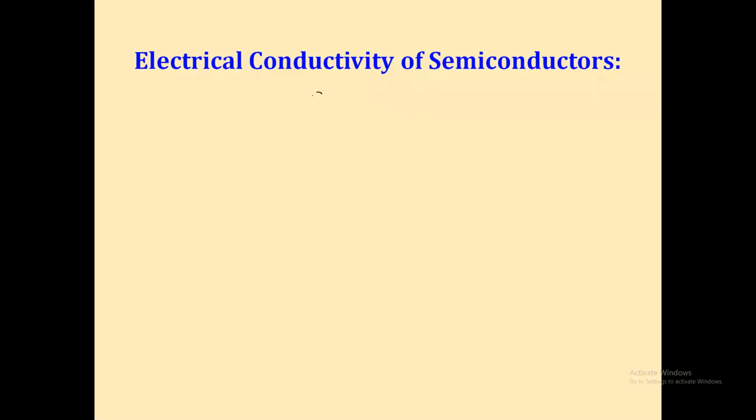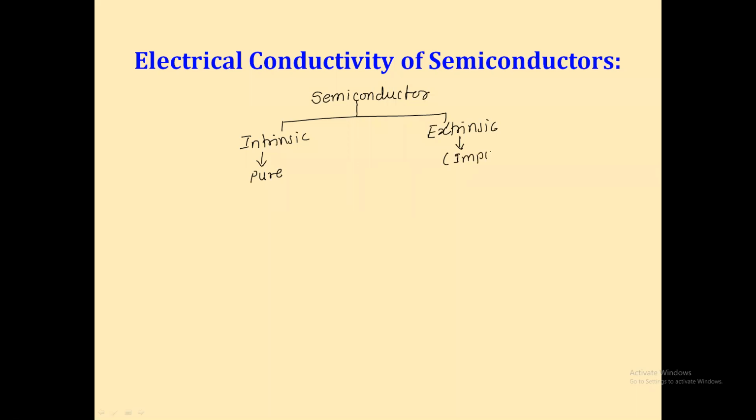We consider that a semiconductor is nothing but a material having 4 valence electrons. It has two types: one is intrinsic semiconductor and another one is extrinsic. Intrinsic semiconductor is the pure form of semiconductor, and extrinsic semiconductor is formed by adding impurity, which means an impure semiconductor.